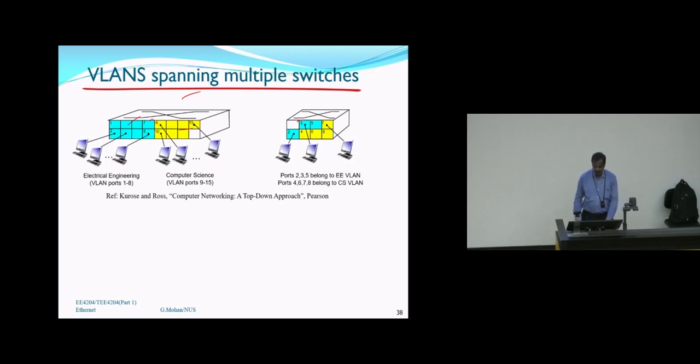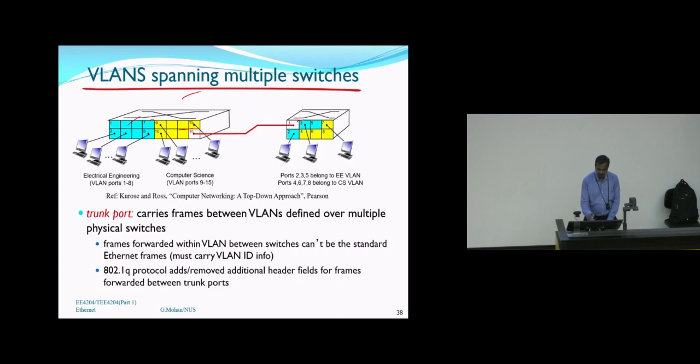So in this case, how do we connect these two? How do we forward traffic between this blue and yellow lines? One of the ports will usually be declared a trunk port. So this port and this port will be connected by a wire or cable. This is used to carry the traffic between the VLANs.